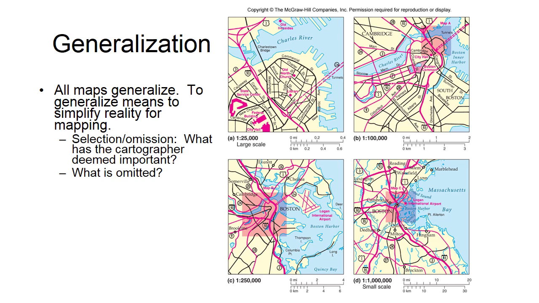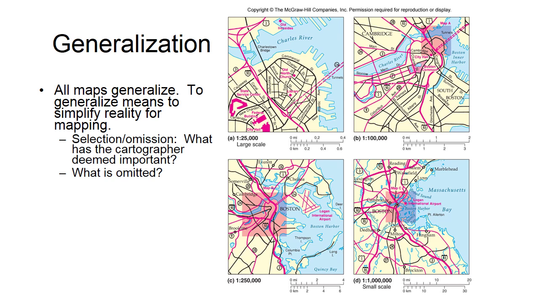One principle of generalization is selection: what is important that needs to be depicted, and what can be left off the map to avoid clutter. As the scale changes, selection and omission also change. A map of central Boston might show tourist attractions, while a map of eastern Massachusetts simply shows the roads needed to get to Boston.